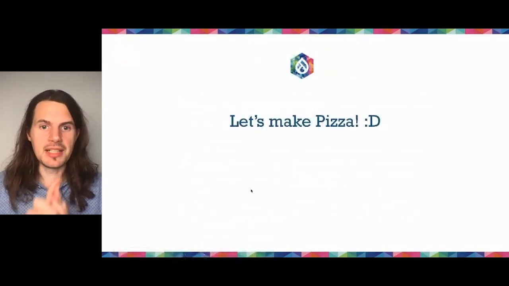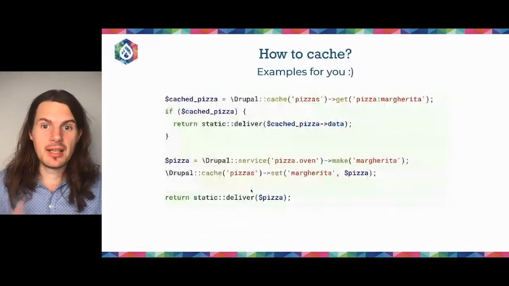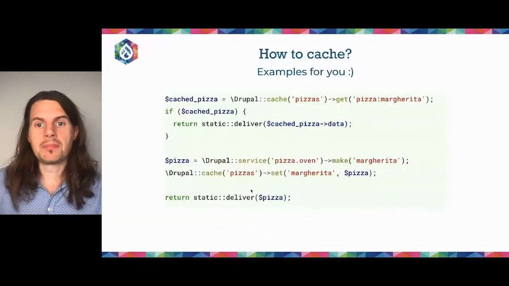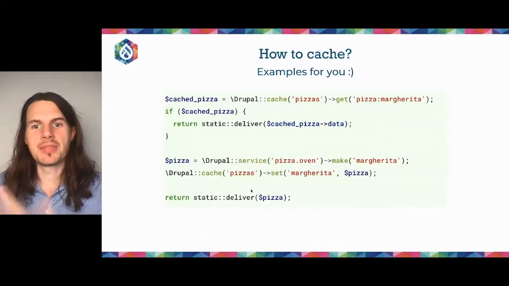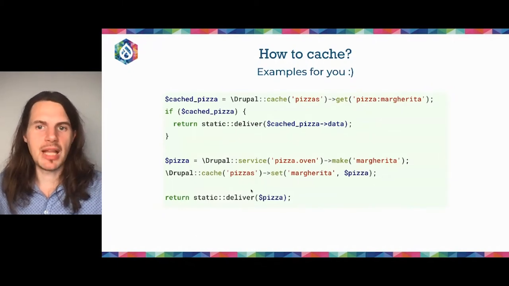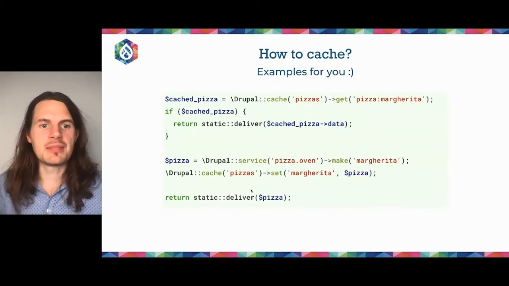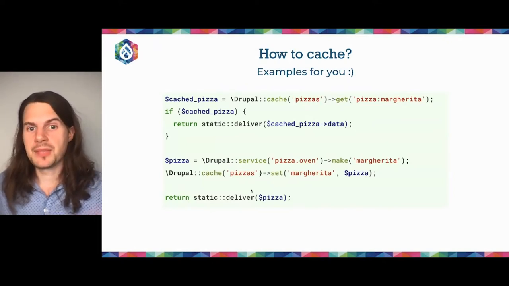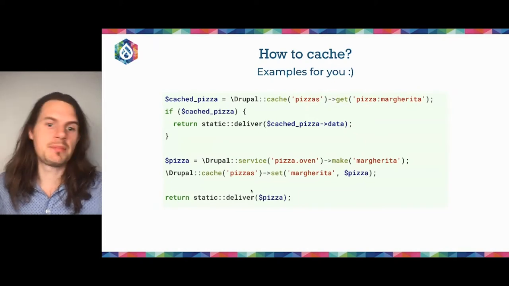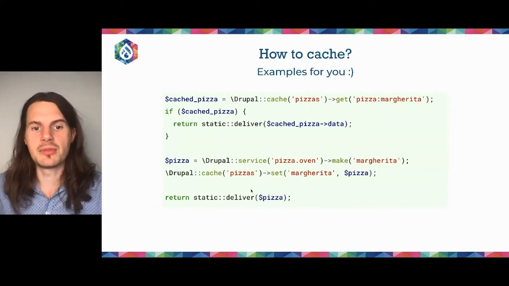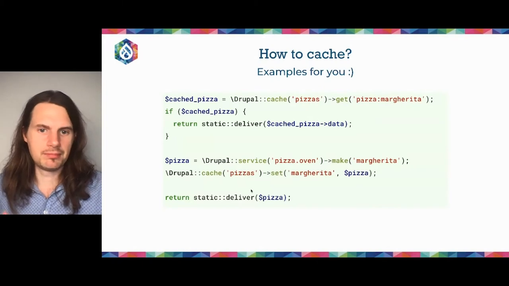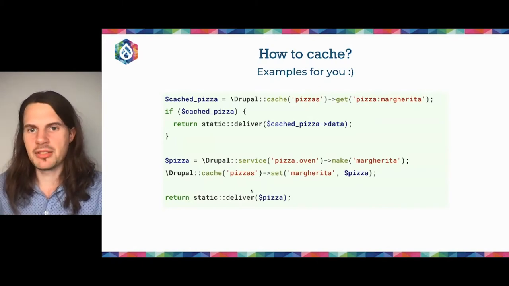So let's make pizza. And here's our example. We have a pizza cache, pizzas. And we are getting a pizza margherita out of the cache. And if there is a cache pizza already, then we deliver it via our magic replicator, the cache pizza data. And if there's not, then we call the pizza oven to make us a nice margherita. And then we set the margherita. And that's all we need, essentially.